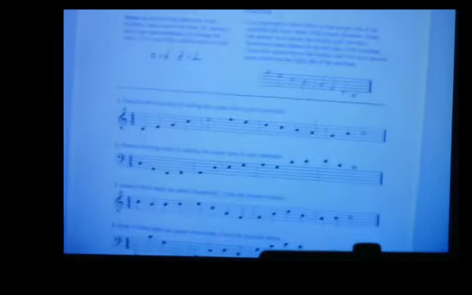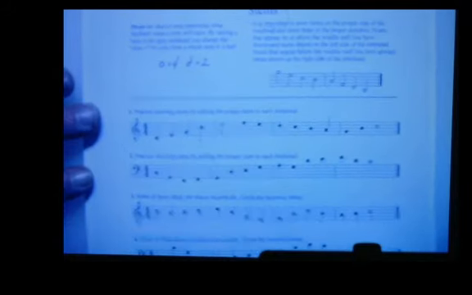Okay, again, a very good worksheet. All right, that's it. About all I have for you this week.